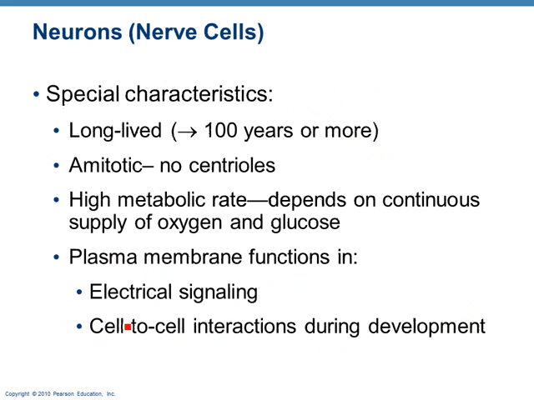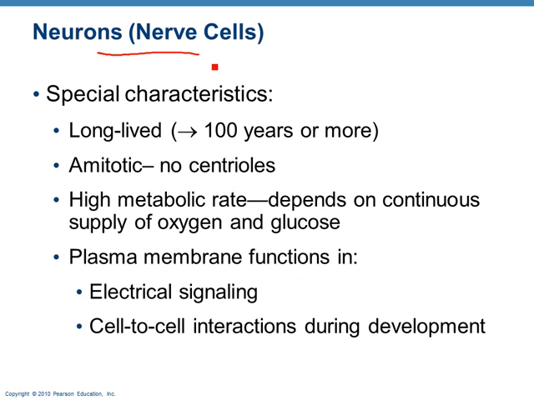All right. So some special characteristics of nerve cells. Your nerve cells are long-lived. If you have a nerve that goes from your spinal cord all the way down to, say, your little toe, you've had that since you were born, and it stays with you all your life.